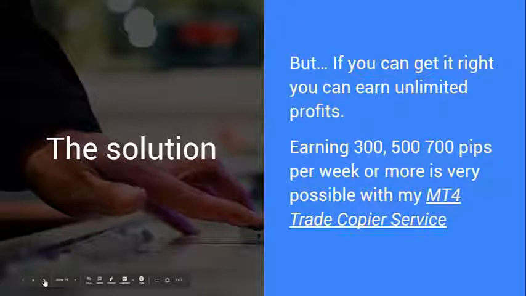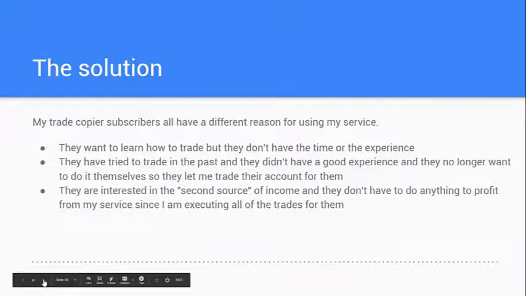The solution: if you can get it right, you can earn unlimited profits, meaning, of course, according to the capital that you have in your trading account. Earning 300, 500, 700 pips a week or more is very possible with my MT4 trade copier. Now, I don't make 300, 500, or 700 pips every single week. Sometimes I only make 150 pips in a week. It really depends on the market conditions. But there have been some months where I've done a lot more than that, and some weeks more than that.